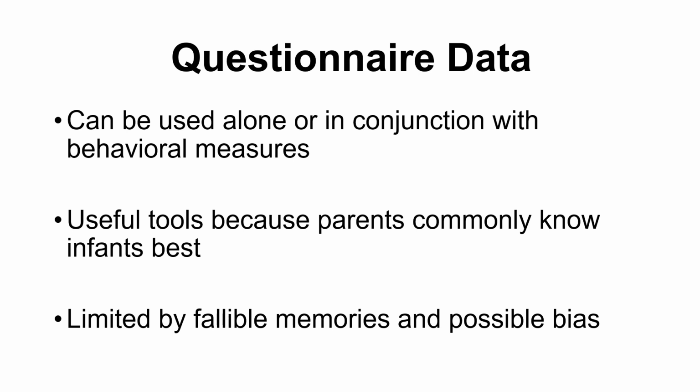But the problem here is that we have issues like fallible memory. So maybe a parent forgets that something has happened, or they think that something happened, but it hasn't really. There's also cases of bias where parents assume that their child is more advanced than they really are. So maybe they stretch the truth on their questionnaires. So we need to keep some of those limitations in mind when we look at questionnaire data.